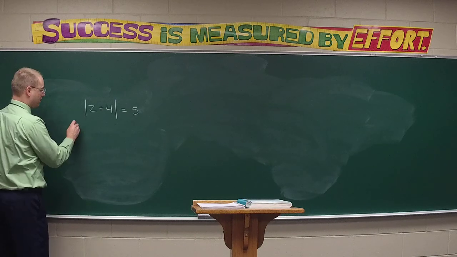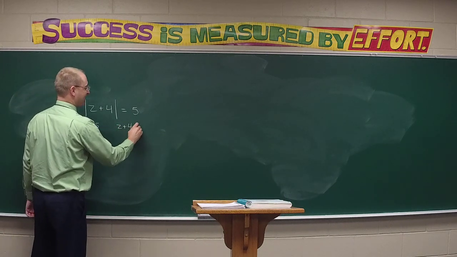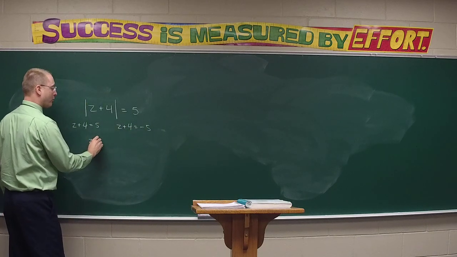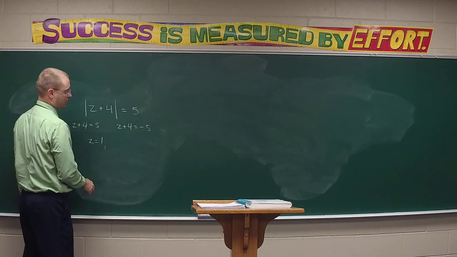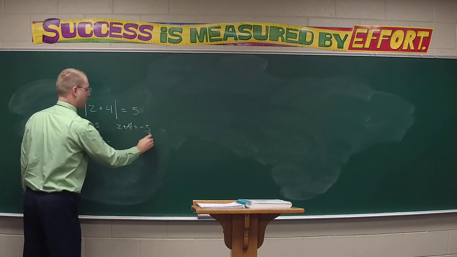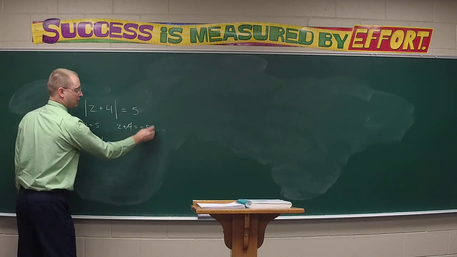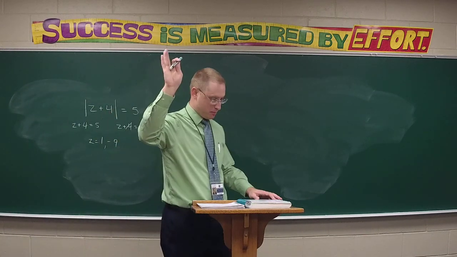Z plus 4 equals 5. Well, I guess they could if I taught it to them. I just don't. Z plus 4 equals 5. And you should have gotten two, not one, answer for z. Two answers. Z equals 1, and z equals negative 9. There we go, z equals 1 and negative 9. Everybody have that on number 21?